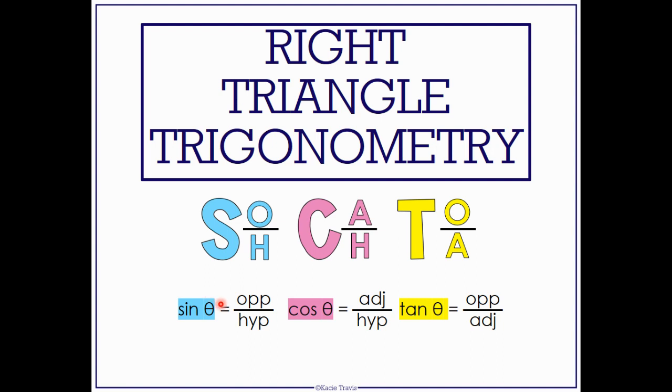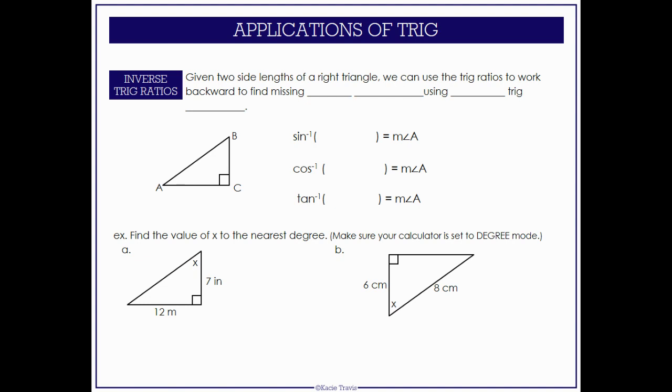So let's talk about some applications for trigonometry. Last time we were just trying to set up the ratios and use it to find missing sides. Today we're going to be talking about how to find a missing angle. To help us out with that, we have the inverse trigonometry ratios. Given two side lengths of a right triangle, we can use trig ratios to work backward to find the missing angle measures using inverse trig ratios.